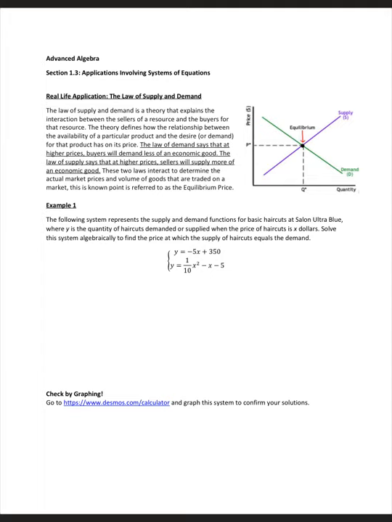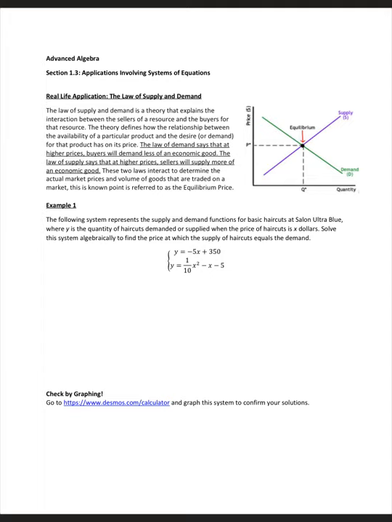Looking at example 1, it says the following system represents the supply and demand functions for basic haircuts at Salon Ultra Blue, where y is the quantity of haircuts demanded or supplied when the price of haircuts is x dollars. Solve the system algebraically to find the price at which the supply of haircuts equals the demand.